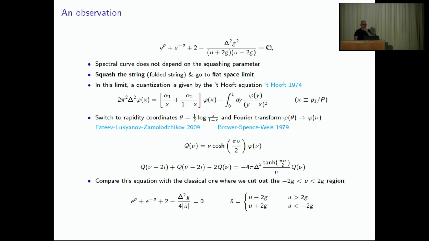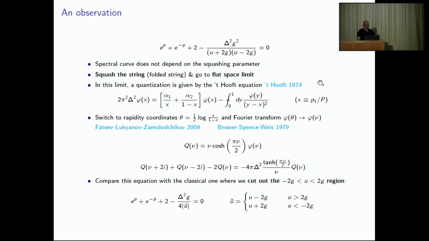So here is the spectral curve again. And as I told you, the spectral curve does not depend on the squashing parameter. You can compress the string completely, and you end up with 2 endpoints connected by a string. So you squash the string, and you can also go to the flat space limit. Who cares about AdS3? Go to the flat space limit, so you really just have 2 sort of quarks connected by a string. And in this limit, the quantization probably should be given by the 't Hooft equation.